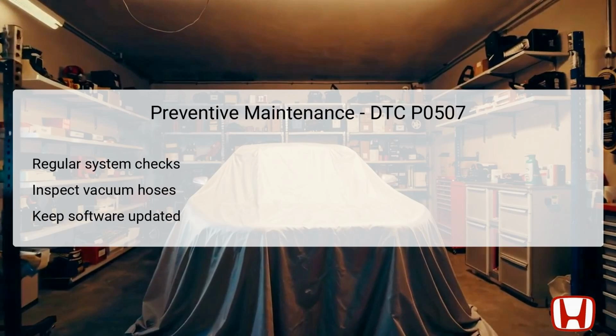Preventive maintenance is vital to avoid future occurrences of DTC P0507 or related error codes. Regularly scheduled system checks should include inspections of critical components, such as the vacuum hoses and the idle air control system. Damaged or aging hoses can lead to leaks that affect idle performance, so early identification through regular inspections will mitigate issues.